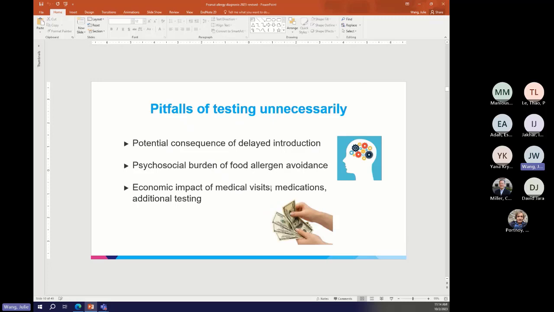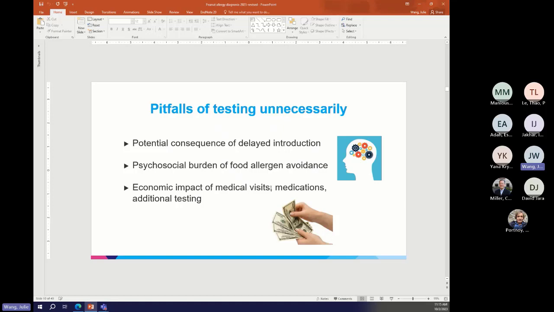We also have to remember, as we're thinking about testing, that we want to be thoughtful in what we test for, because there are pitfalls for testing unnecessarily. If we indiscriminately test children for food allergies, there are potential consequences that the testing process and the results may lead to delayed introduction of specific food allergens, which, as we know with peanut allergy, could potentially lead to a higher risk of developing an allergy.